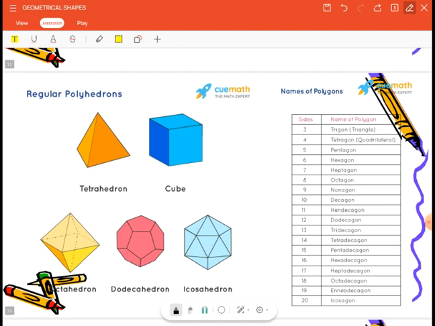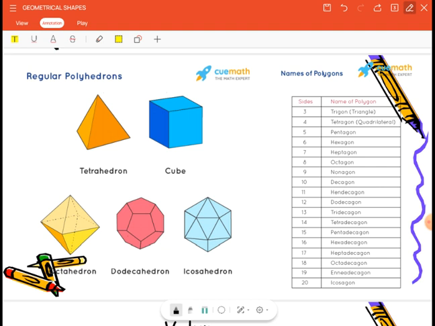Yung mga polygons and other regular polyhedrons, pwede siyang tetrahedron, cube, octahedron, dodecahedron, icosahedron, or yung mga other names of polygons, depends on the sides. So, kapag 3 sides, that is triangle, 4 is quadrilateral, 5 is pentagon, 6 is hexagon, 7 is heptagon, 8 is octagon, 9 is nonagon, 10 is decagon, 11 is hendecagon, 12 is dodecagon, 13 is tridecagon, tetradecagon, pentadecagon, hexadecagon, heptadecagon, octadecagon, enneadecagon, and icosagon.